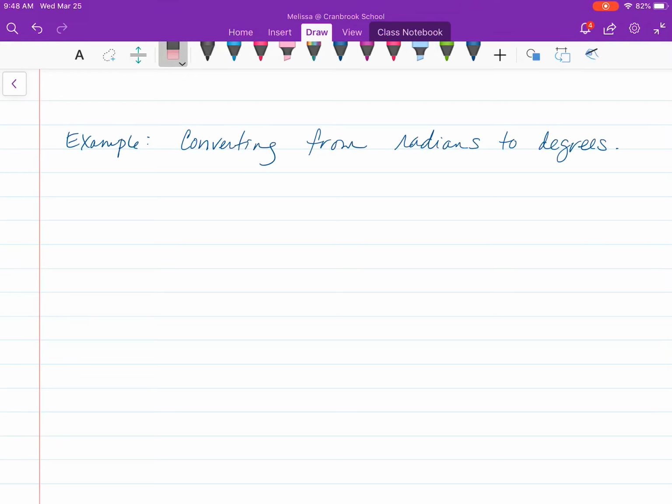So there was a question regarding converting from radians to degrees. I'm going to show you two different approaches and why one approach only works in one situation and the other approach will work in every situation. So we know from the work that you've been doing that 180 degrees is the same thing as pi rads or radians.